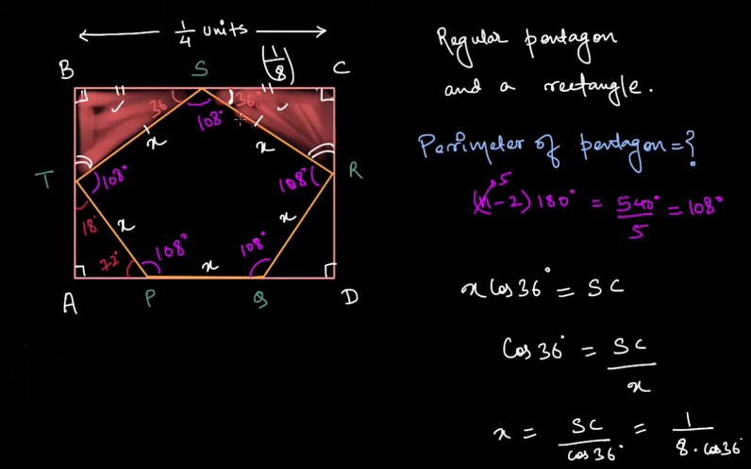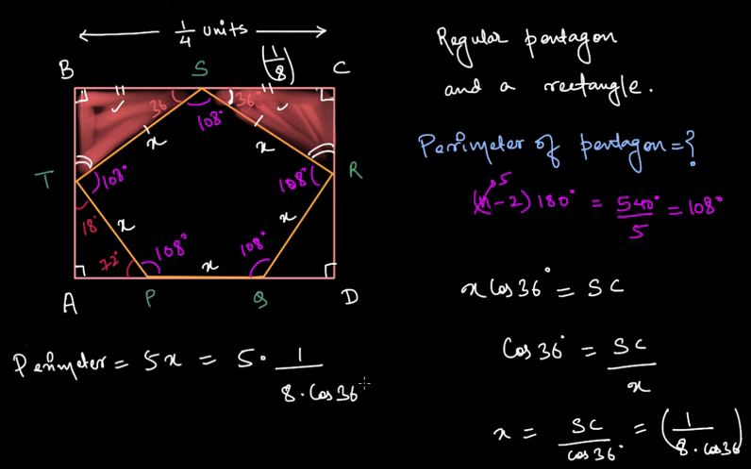Now what will be the perimeter of this whole pentagon? 5 times x, because we are adding all the 5 sides, x plus x plus x plus x plus x, that is 5 times x. So the perimeter here will be equal to 5 times this value, that is 5 times 1 upon (8 cos 36 degrees). When you calculate this value using a calculator, you'll get close to 0.77 units, which is the perimeter of this given regular pentagon.